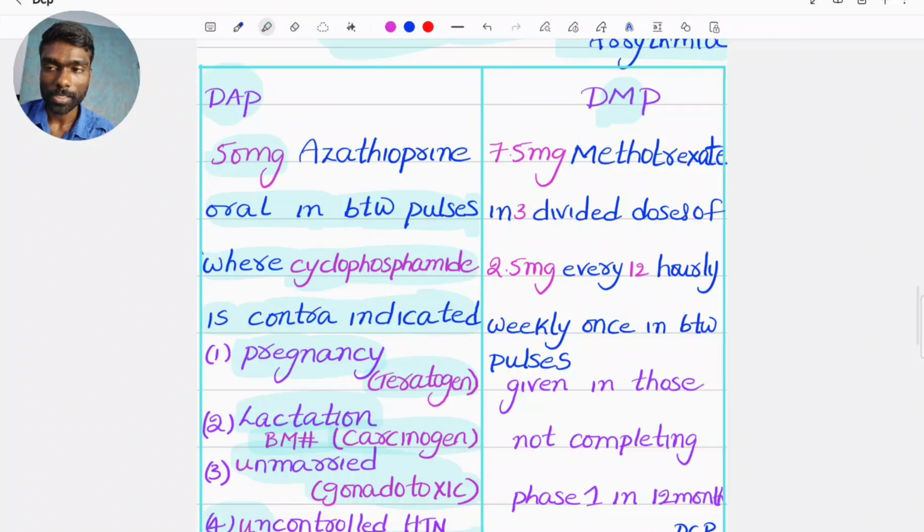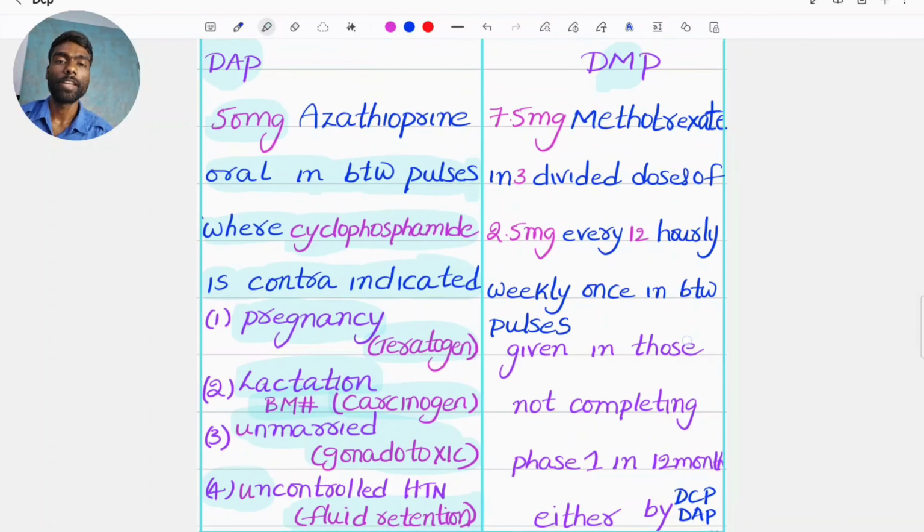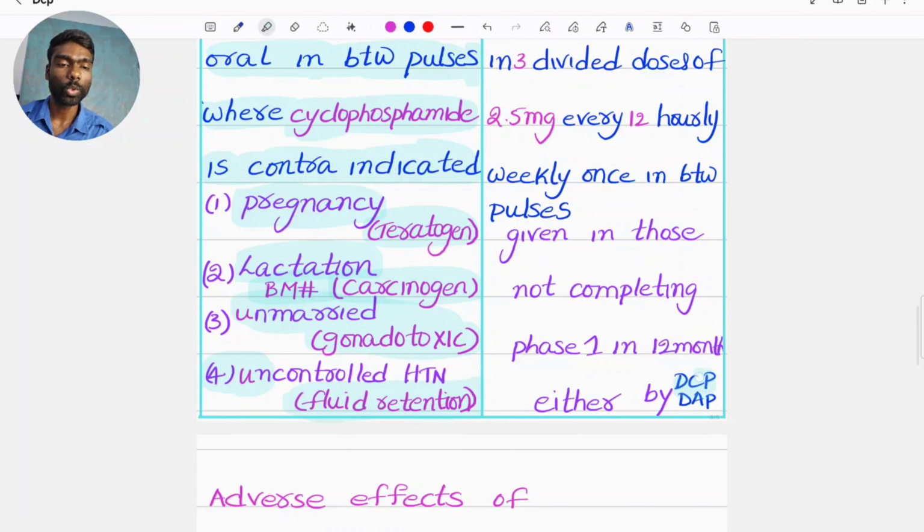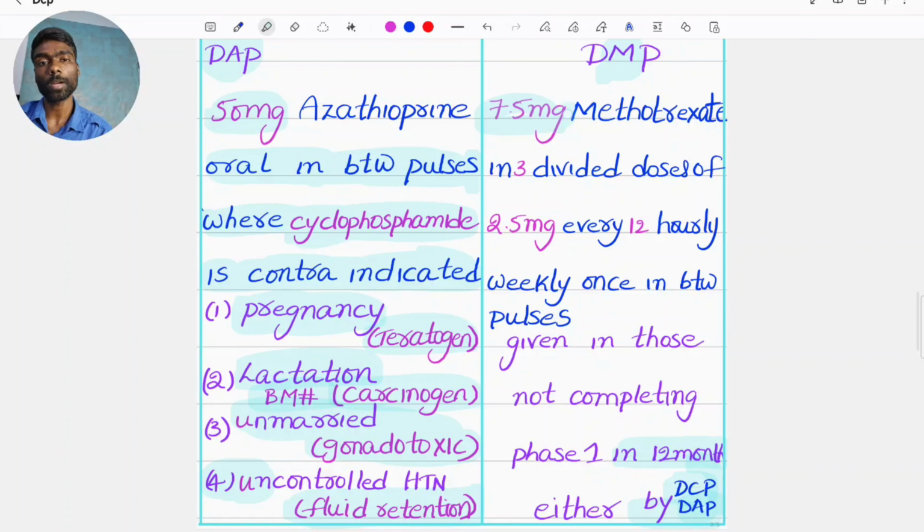Dexamethasone methotrexate pulse. Why will we give this? When phase 1 with Dexa and cyclophosphamide pulse, or Dexa and azathioprine pulse, is extending more than 12 months and lesions are not resolving. We will wait for a maximum period of 12 months while giving pulses. If lesions are not resolving, then we go for a third alternative, methotrexate 7.5 mg weekly once in 3 divided doses, 2.5 mg every 12th hourly, in between the pulses, weekly once.